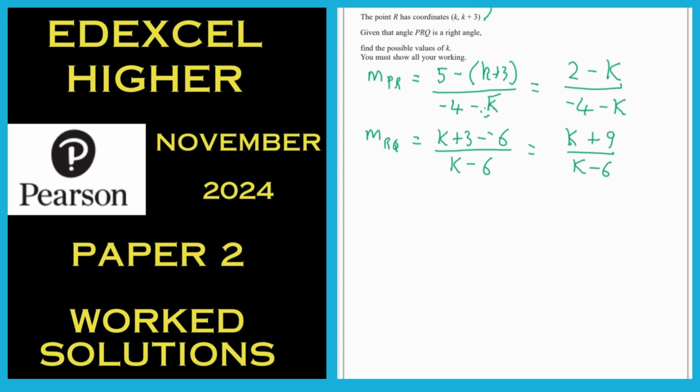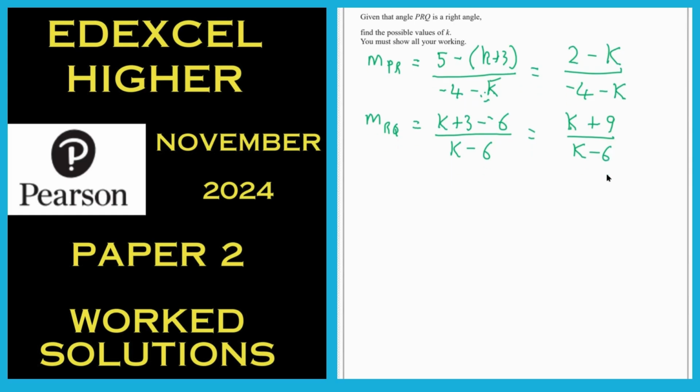And as I waffled at the start, these two things aren't equal. They're only equal if you flip and negate one of them. Doesn't matter which one, it will all work out the same. I'm going to leave the 2 minus K alone. I'm going to leave the gradient of PR alone. What I am going to do is first of all flip this fraction upside down, but then multiply by -1.